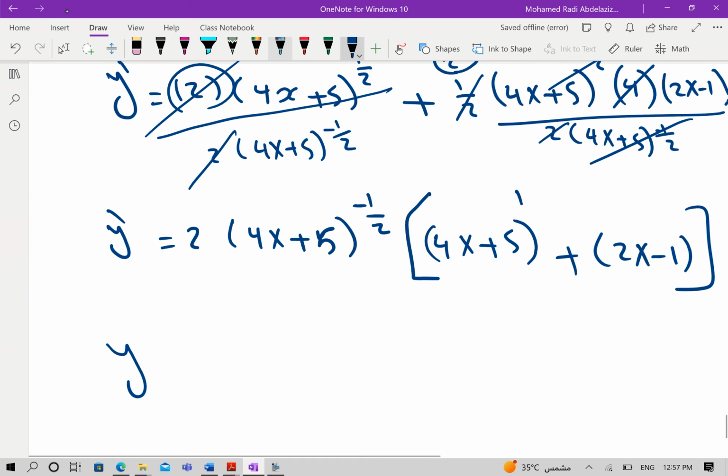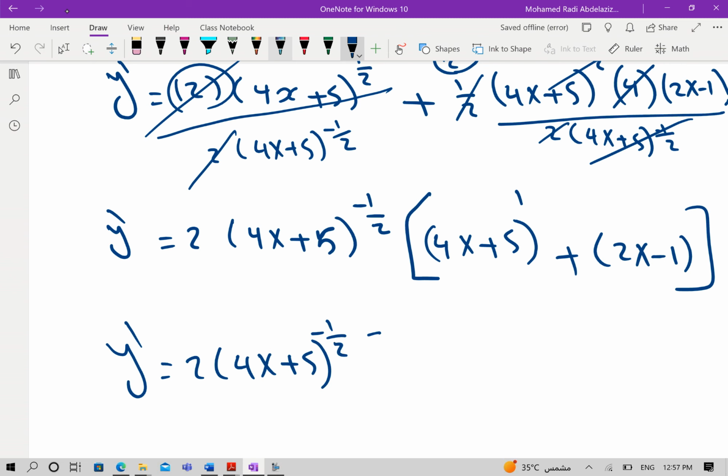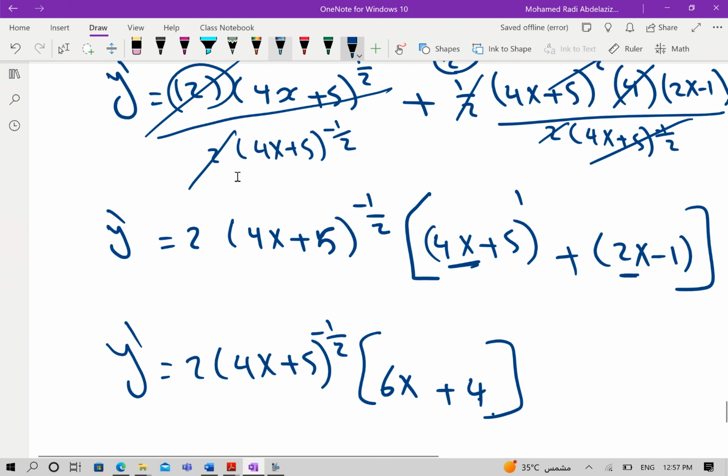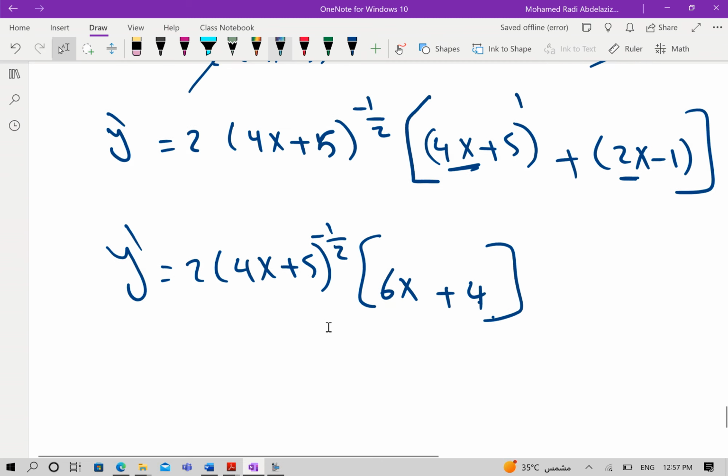Simplify: y dash is 2 times (4x plus 5) all to the power of negative half, times 4x and 2x, 6x, 5 minus 1 is 4. You can take 2 again, common factor: 6x plus 4. You can take 2 outside or you can leave it.